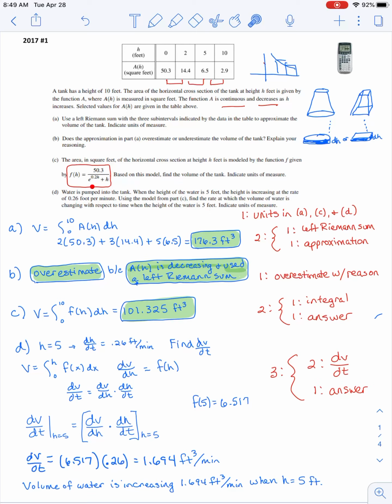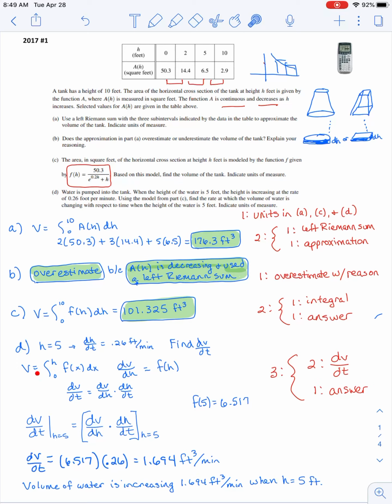So we're supposed to be using the model in part C, in which they tell us the cross-sectional area is given by this function f of h. We're asked to find the rate at which the volume of the water is changing with respect to time. So that means we're trying to find dV/dt. We're going to find dV/dt when the height of the water is 5. And we're also told that dH/dt is equal to 26 hundredths of a foot per minute. That's the rate at which the height is changing.